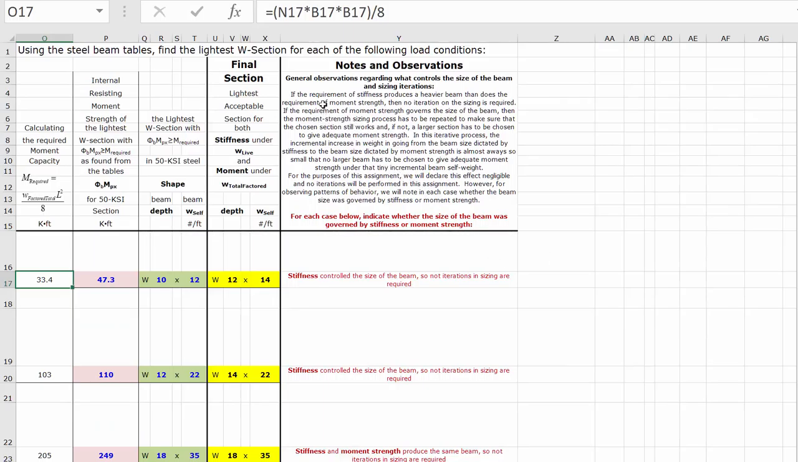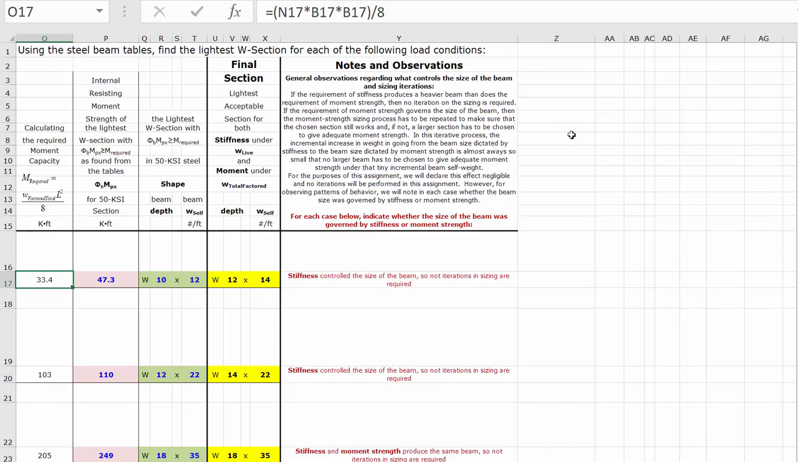So when I give you a spreadsheet, it's going to have some summarizing comments. And one of the things it's going to say is that if the requirement of stiffness produces a heavier beam than does the requirement of moment strength, then no iteration on the sizing is required. If the requirement of moment strength governs the size of the beam, then the moment strength sizing process would have to technically be repeated to make sure that the chosen section still works. And if not, a larger section has to be chosen to give adequate moment strength.